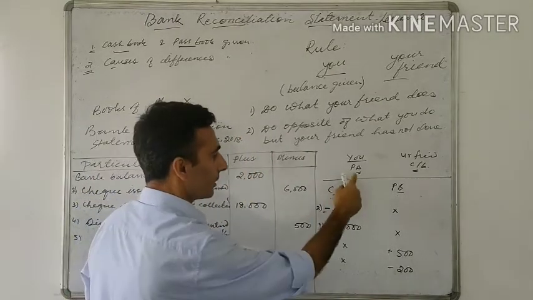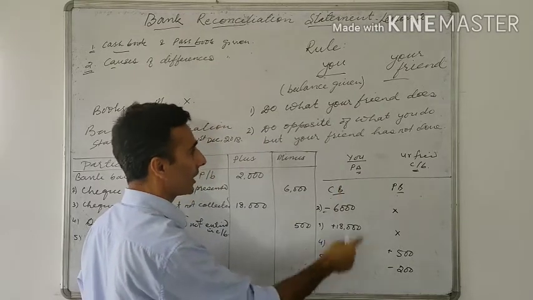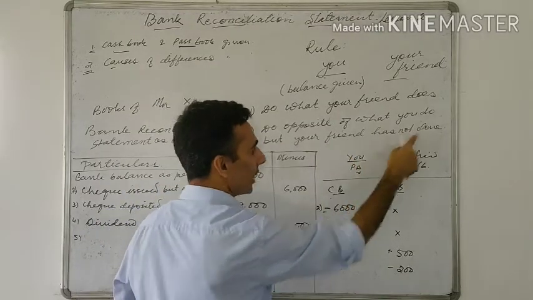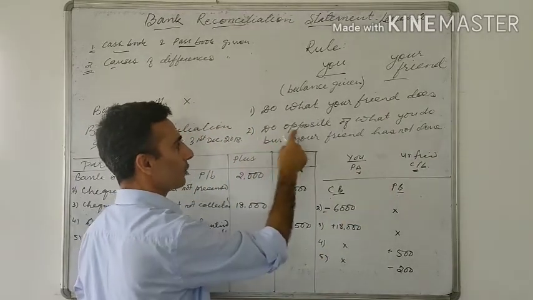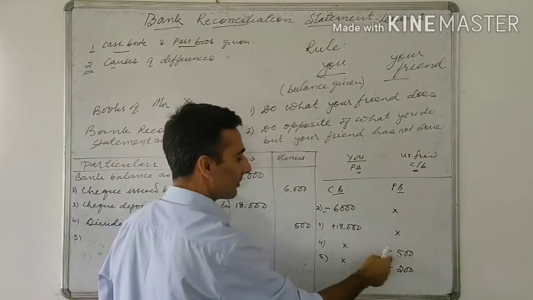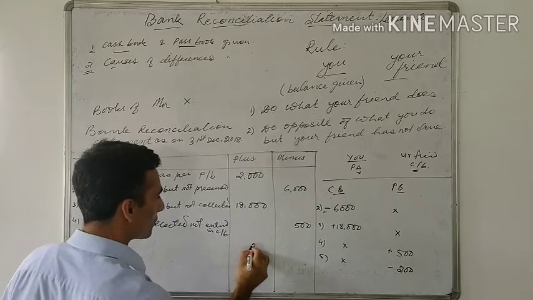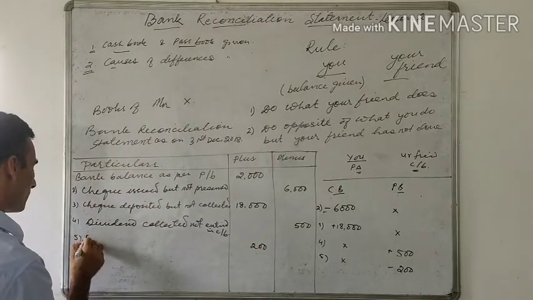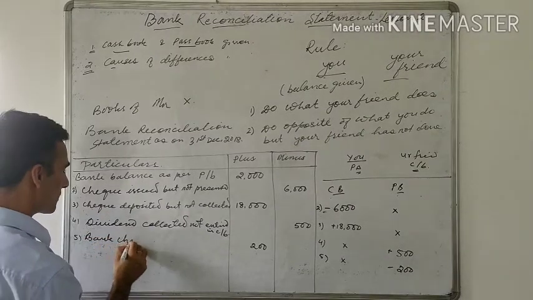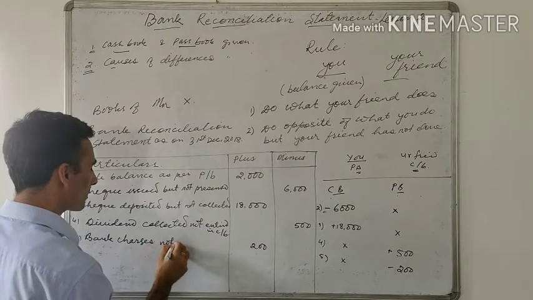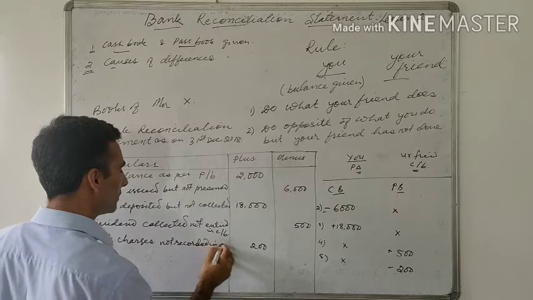Again, yours is this, your friend is the cash book. That means your friend has not done anything, so you apply rule 2. What you have to do is the opposite of what you have done. You have done minus 200, so the opposite of minus will be plus 200. Bank charges not recorded in cash book.